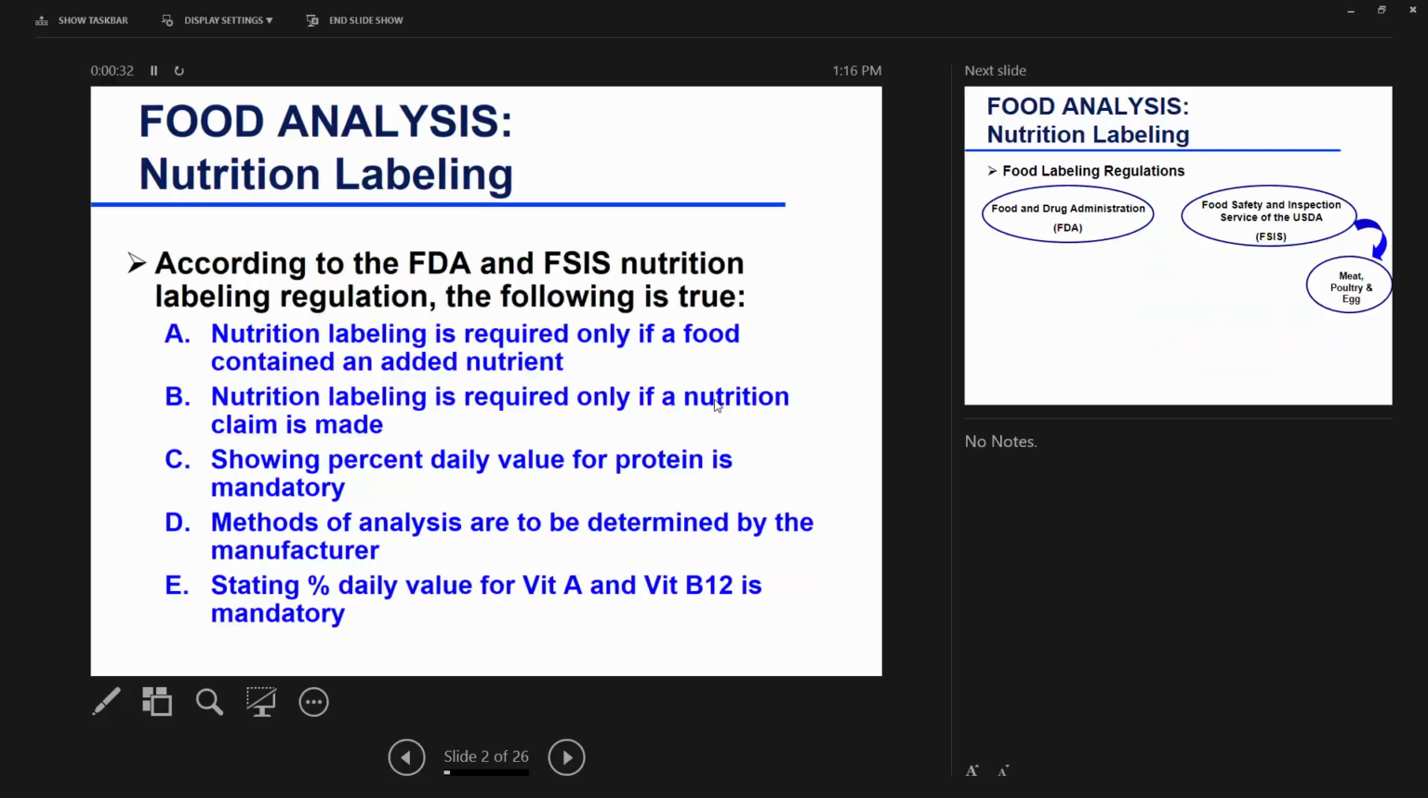Okay, start with a knowledge check. According to the FDA, Food and Drug Administration, and do you know what FSIS stands for? If you have taken food quality, you might know this. Food Safety Inspection Service. Yes. Food Safety Inspection Service, nutrition label regulations, the following is true. Take a moment, read it, and tell me which one is true.